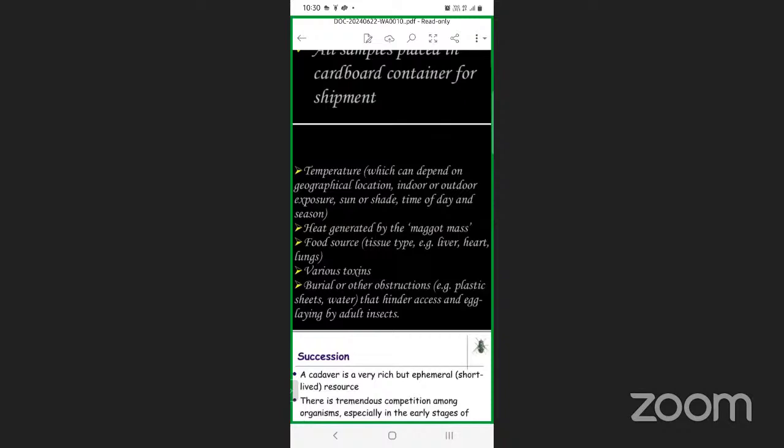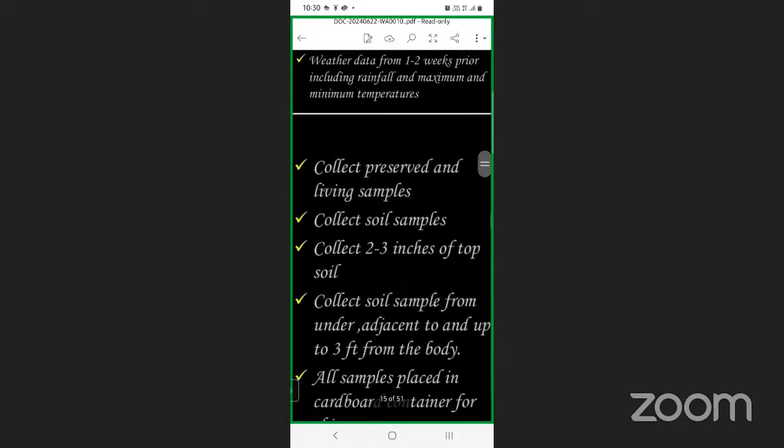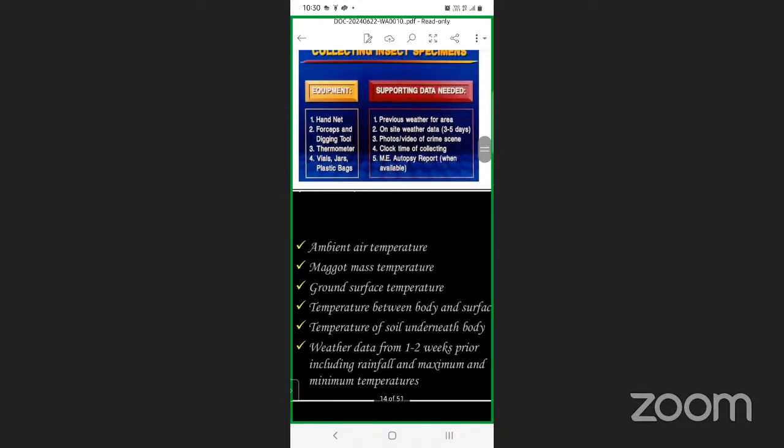Majorly, they use this type of tissue to grow on that particular body to continue their life cycles. They also release various toxins near the dead body. And we also have obstructions like plastic sheets, water, or other things that may obstruct their life cycle from continuing.